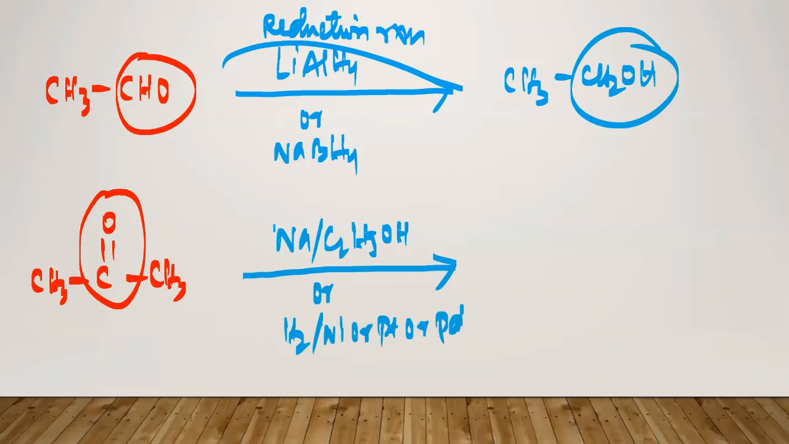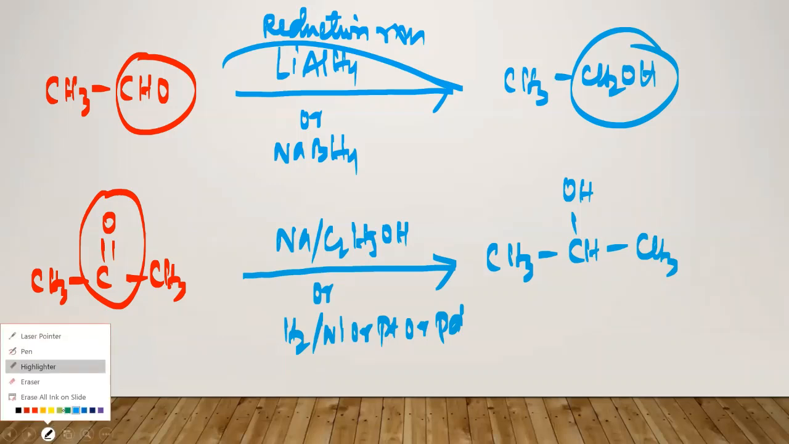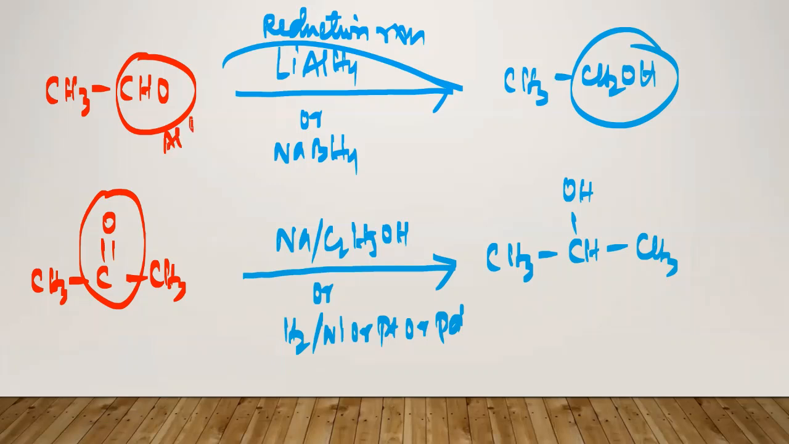In the same way, CO will also be reduced to alcohol, CHOH and CH3. But the only difference is that in case of aldehydes, my dear friends, your aldehyde is converted into which alcohol? This is a 1 degree carbon, it's converted into primary alcohol.